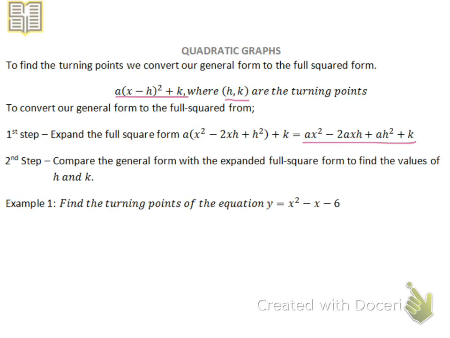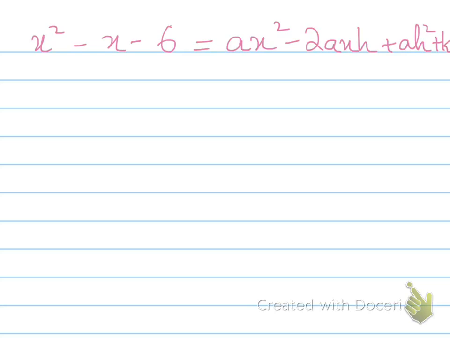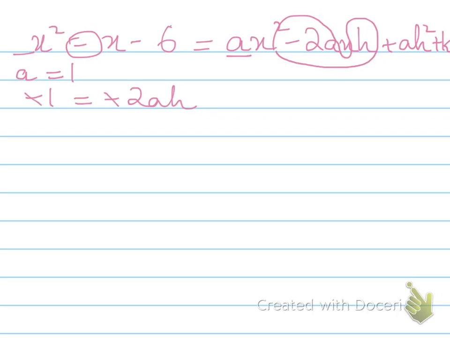We have to find the turning point of the equation y equals x squared minus x minus 6. We'll compare it with the expanded form of the full square form, which is ax squared minus 2axh plus ah squared plus k. The coefficient of x squared on the right hand side is a, and on the left hand side is 1. So we can deduce that the value of a is equal to 1. The coefficient of x on the left hand side is given by minus 1, and on the right hand side it's given by minus 2ah. Given that the value of a is 1, we can find that the value of h is 1 upon 2.